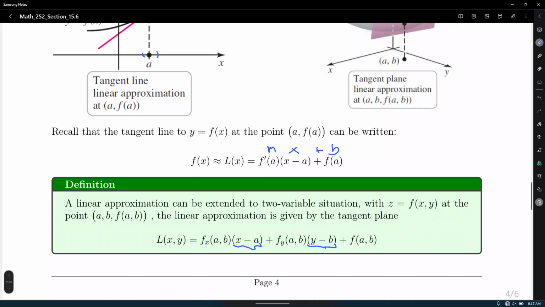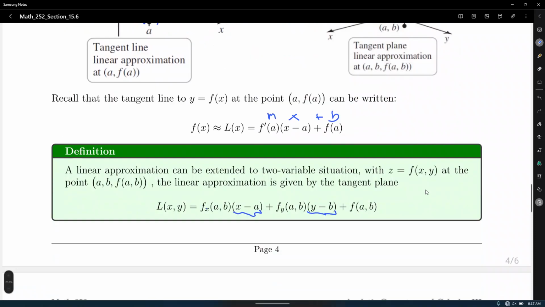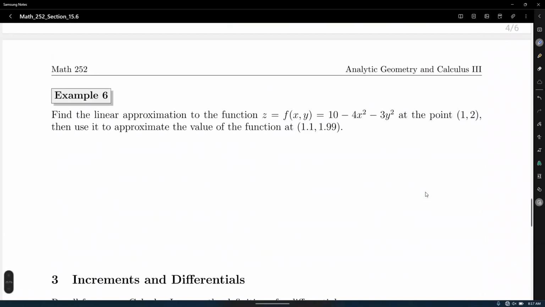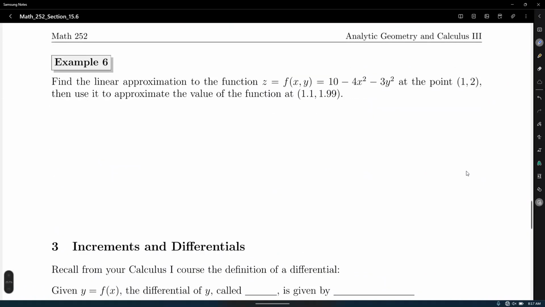Let's find a linear approximation. Let's have a look at one example. Find the linear approximation to the function f of x, y equals 10 minus 4x squared minus 3y squared at the point (1, 2). Then use it to approximate the value of the function at (1.1, 1.99). You know, the equivalent of evaluating, say, the square root of 26, the square root of 63, or 83, or something like that, right? Okay, so number one.